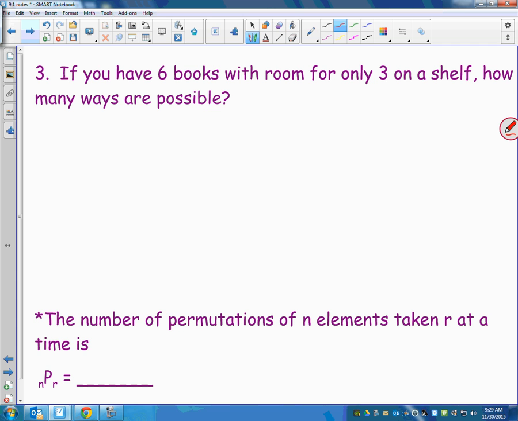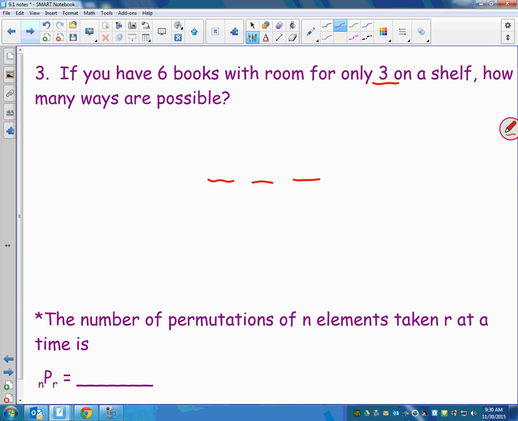And again, the hard part when you're doing your homework or a test is you have to think about whether order matters or order does not matter, because it changes how you do things. This one says, if you have 6 books with room for only 3 on a shelf, how many ways are possible? So now I have 6 books, but I'm only going to take 3 of those. We could do this just like we did the other one. I only have room for 3, so I only get 3 spots.